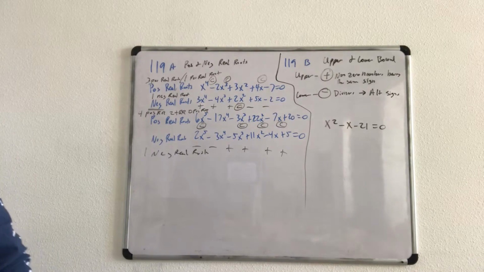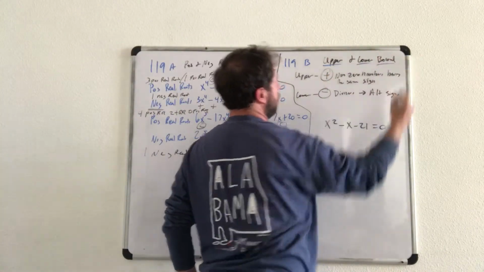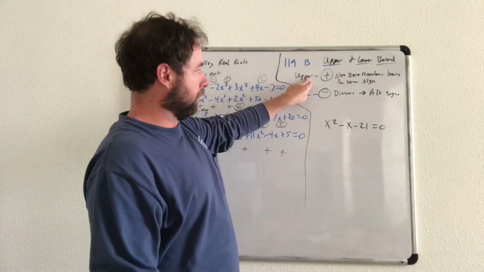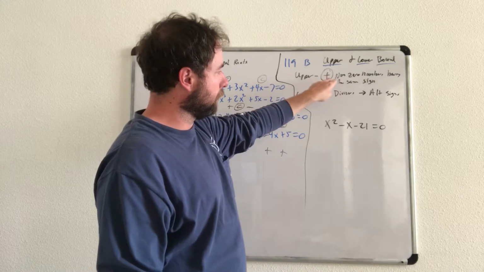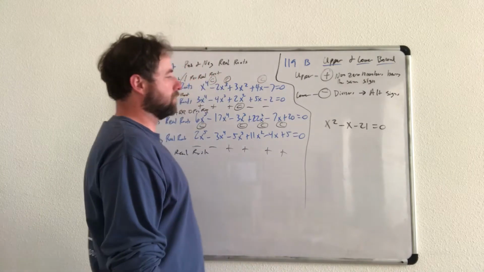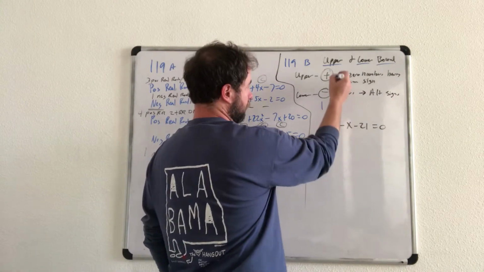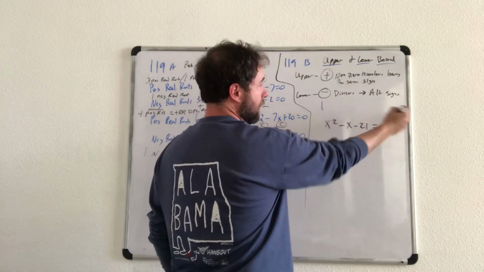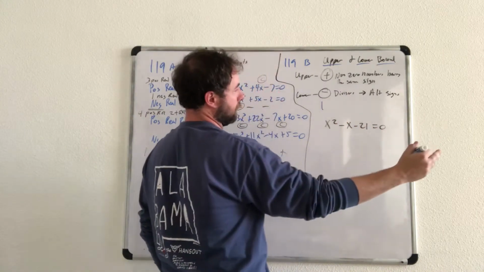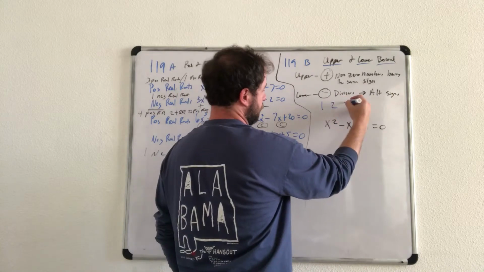Now looking at part B here, 119 part B, we're learning about upper and lower bounds. In order to find an upper bound, you're looking for positive non-zero numbers having the same sign. So you're going to start with positive 1, because you're going to use a positive number for the upper, and you're just going to keep going till you find all non-zero answers having the same sign. So you're going to plug in a 1, a 2, a 3, a 4.